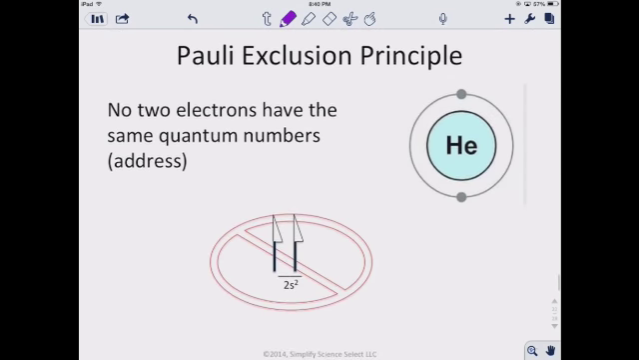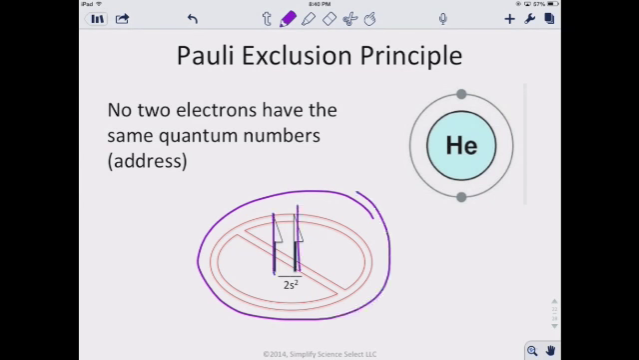And then the last one we'll look at is the Pauli exclusion principle. We're also going to use our energy level diagrams here. Basically what this says is that no two electrons can have the same quantum numbers, so they can't have the same address. Really what we need to know is that you can't have two up arrows. So see how this one's going up and that one's going up as well. You can't have two up arrows in the same subshell.